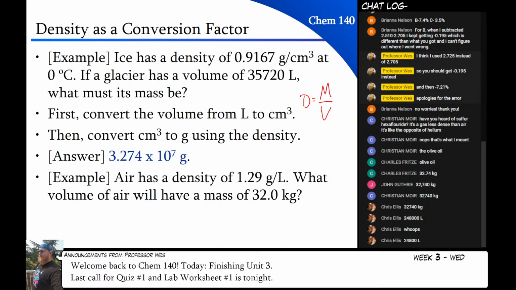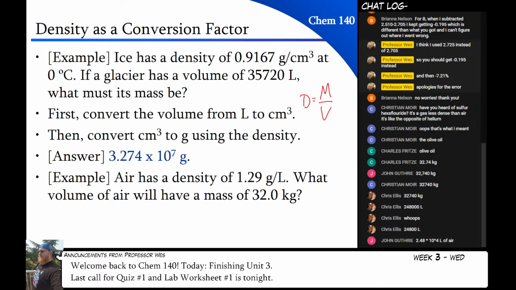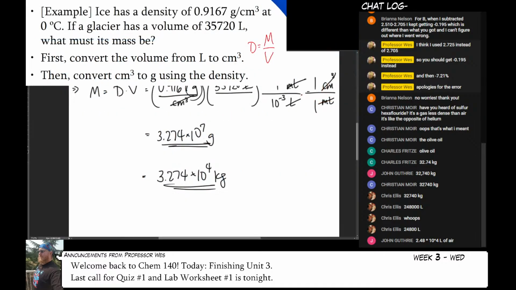All right, just a second more and we'll go over the answer. All right, so the trick to this one is really just making sure that you do the algebra correctly.